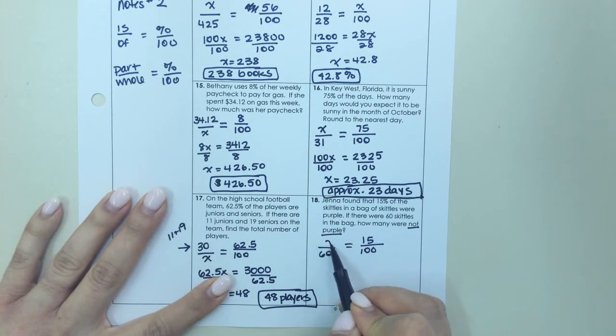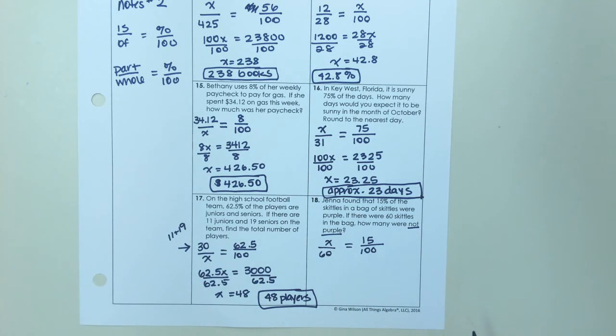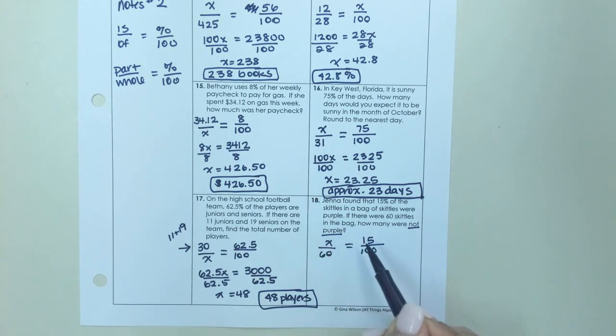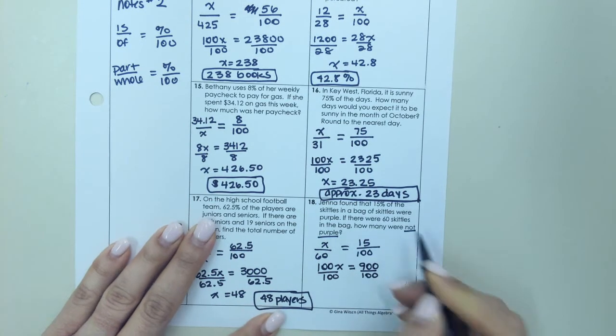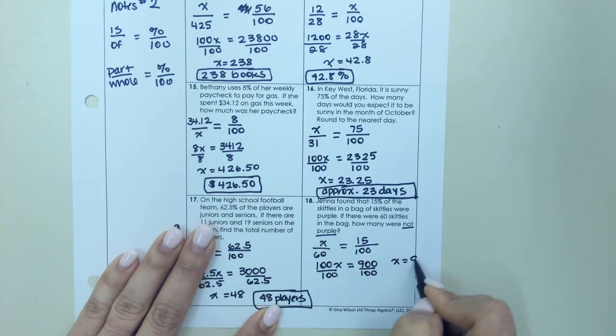We don't know. But we know that 15% of them were purple. So this X is actually going to represent purple Skittles, which we know we don't need yet, but it's going to help us find the answer. So this X is going to represent how many purple Skittles there are, because 15% of the Skittles are purple. So if we cross multiply, we get 100x equals 900. And if I divide by 100, I get x equals 9. These are the purple Skittles.